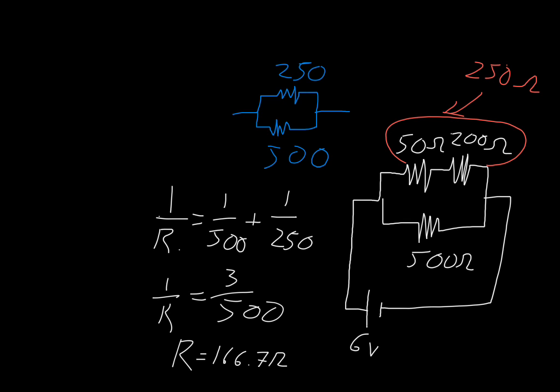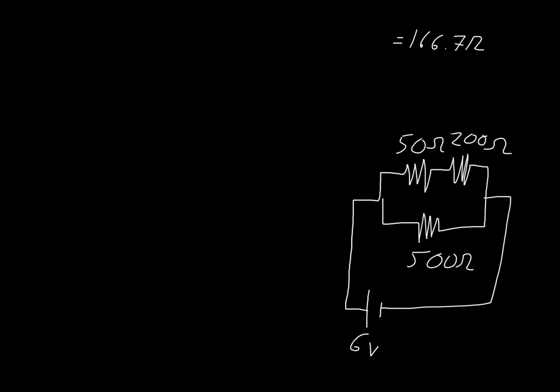So let's clean things up a bit. Much better. So we have this total resistance of 166.7 ohms. We have a 6 volt voltage source, so now we need to find the current. Using V equals IR, we can solve for our current.